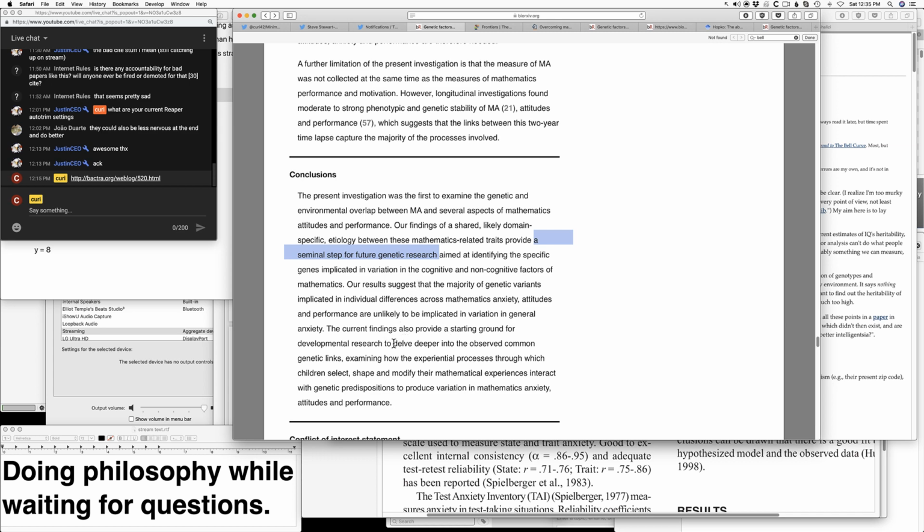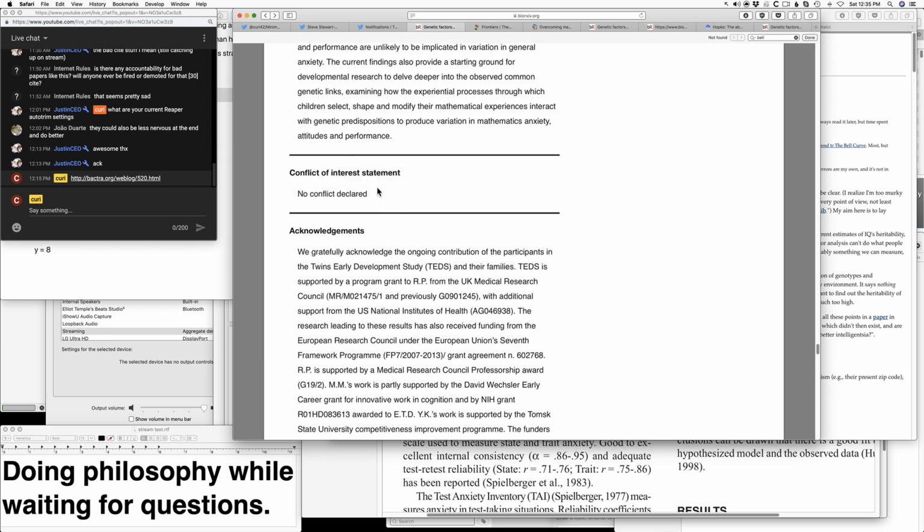It will help people delve deeper into observed common genetic links, examining how experiential processes. Blah, blah, blah. Majority of genetic variants implicated in individual differences are unlikely to be implicated in variation in general anxiety.